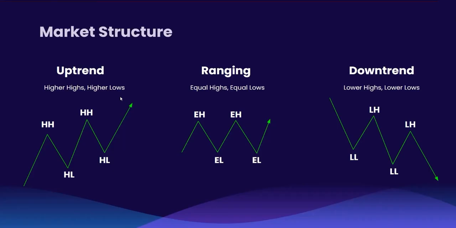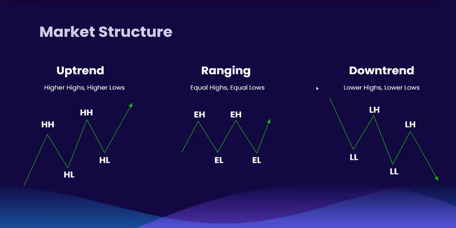Next, we have ranging, which basically means equal highs and equal lows. So the price is basically trading sideways, in a range. It's forming equal highs and equal lows. The difference between uptrend and ranging, if you look closely: when it's uptrending, the price is forming higher highs and higher lows; when it's ranging, it's forming equal highs and equal lows, on the same line.